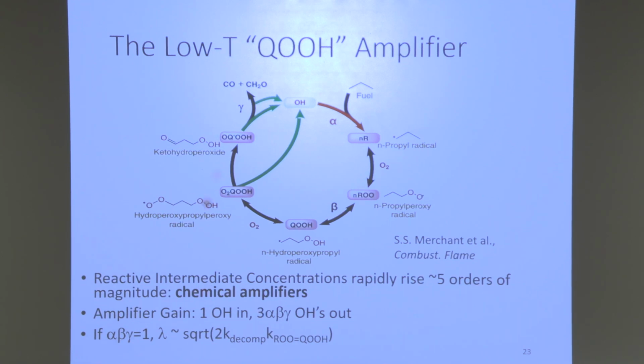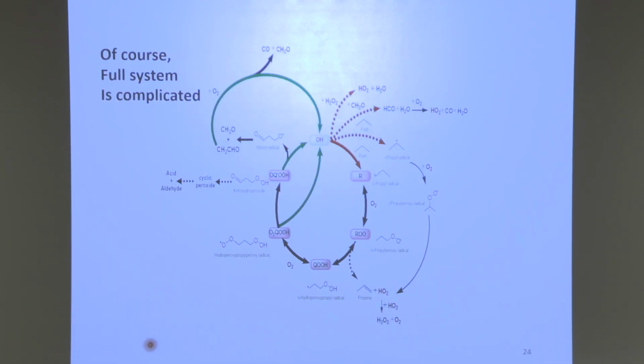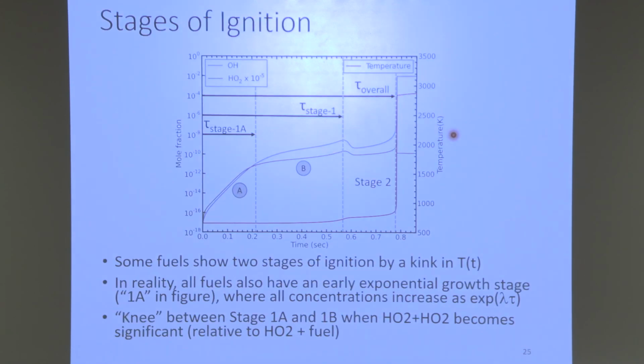But sometimes you lose some of the radicals because there's a side reaction to something else. And so then these alpha, beta, gammas might be less than 1. If you consider all those side reactions, it gets kind of complicated. But you don't have to worry about that too much.